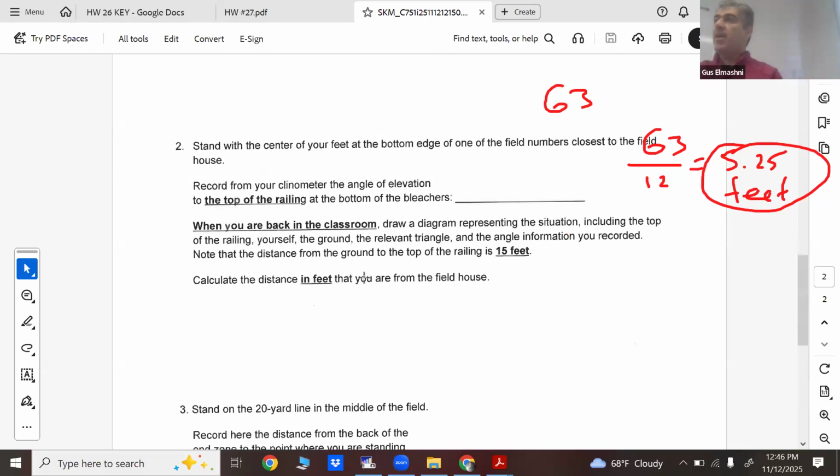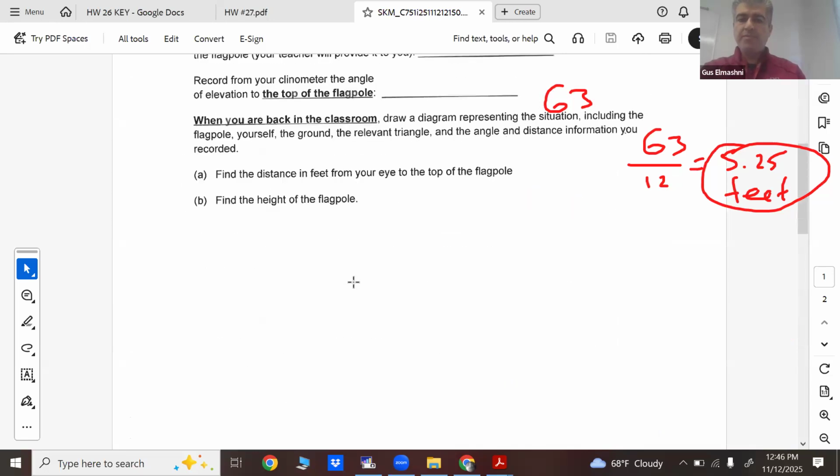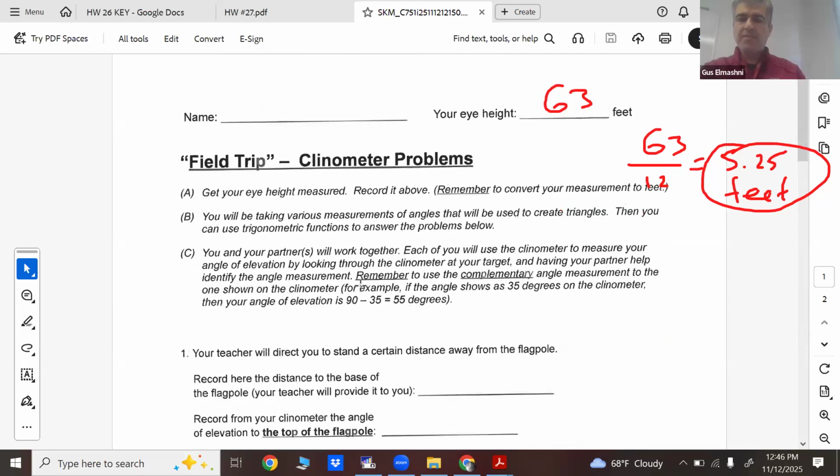Once we have those measurements taken care of, then we're going to come back and you're going to actually do these calculations with the angles you measured, with your eye height, with the other distances that I'll tell you guys. We're going to find the measurements of all these things.